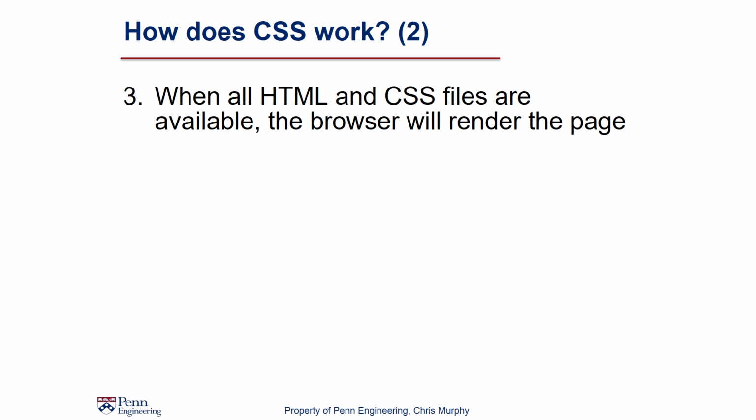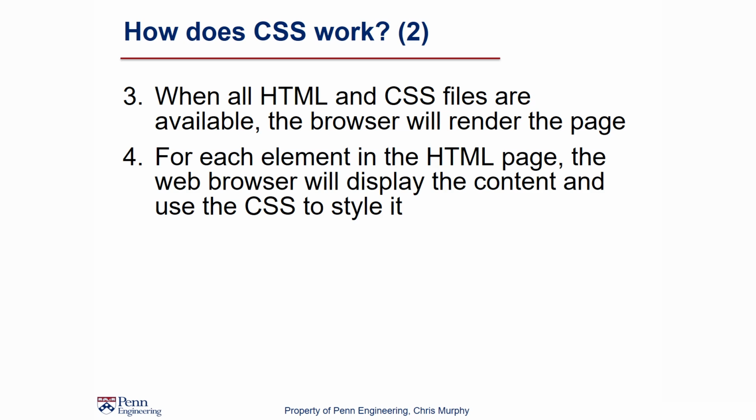When the browser has downloaded or received all of the HTML and CSS that it needs, now it's ready to start rendering the page. For every element that's in the HTML, the browser will see if there's some CSS to apply to it, different fonts, colors, etc. If there's no specific CSS for that element, then it will just use the default.